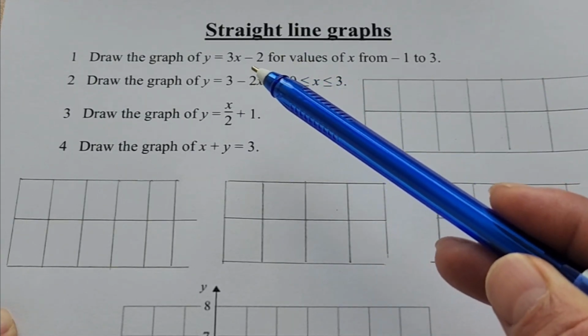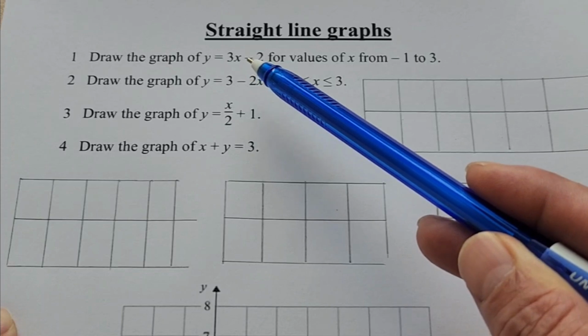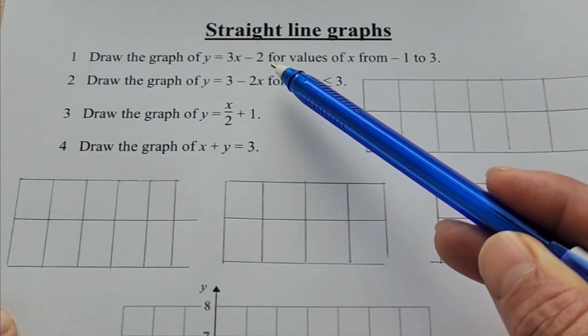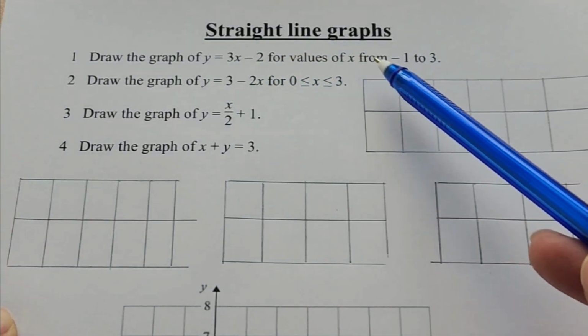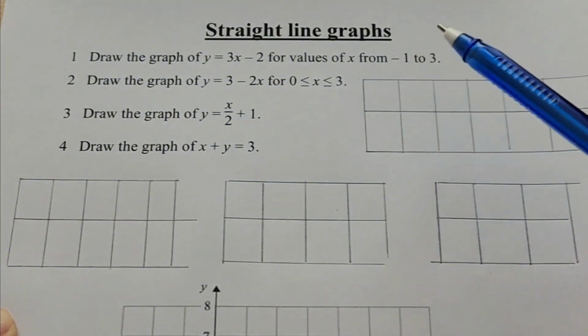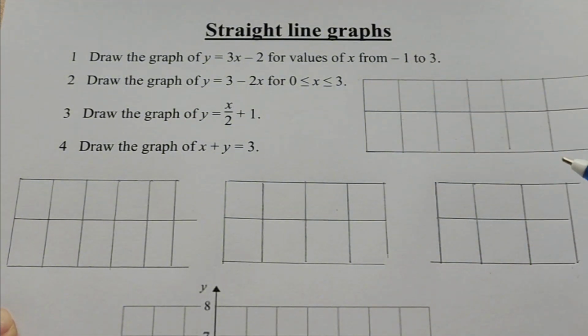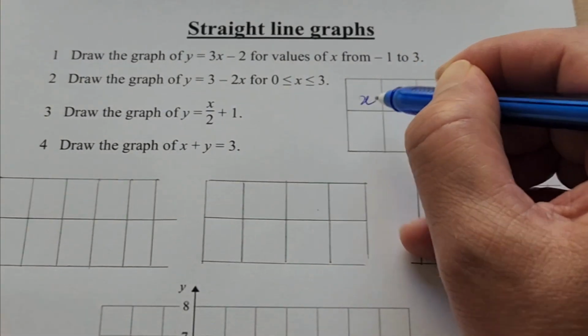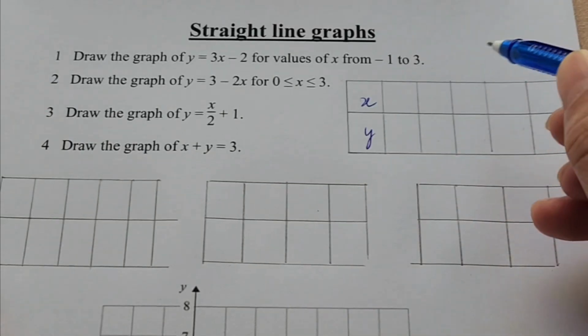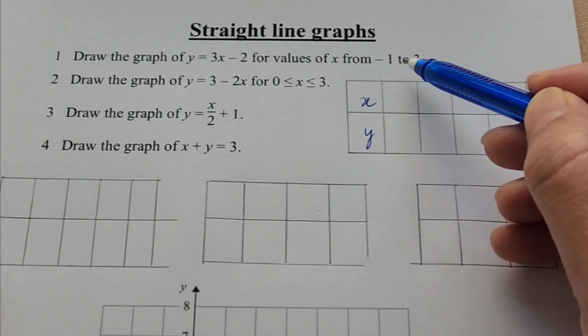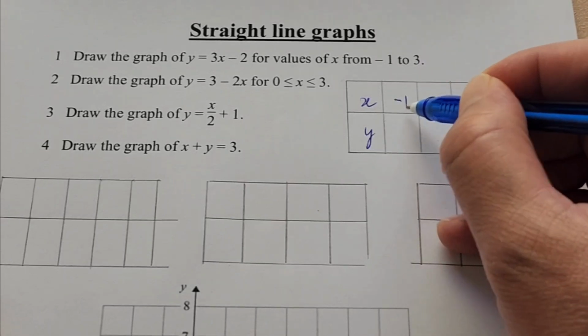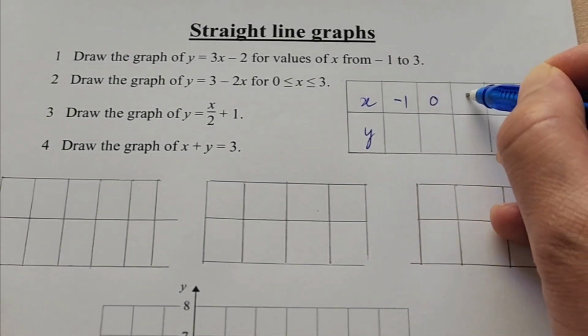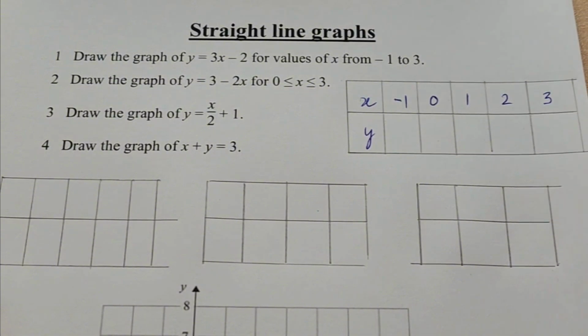Let us look at the first one. Draw the graph of y equal to 3x minus 2 for the values of x from minus 1 to 3. Now, we need to draw a table, write x and y, and the values of x are from minus 1 to 3. So minus 1, 0, 1, 2, and 3. Now let us find the corresponding y values.